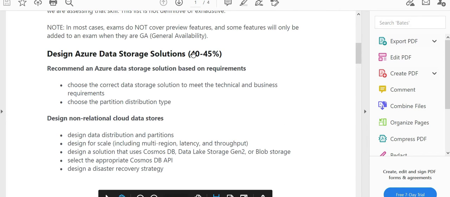Now, who should appear for this exam? People who are coming from a data analysis and data background, some ETL background or database background, will find it relatively easier, and they will be able to relate with this exam. But this is still not limited only to such individuals. People who are starting off their career or are in the initial stages of their career can also appear for this exam.